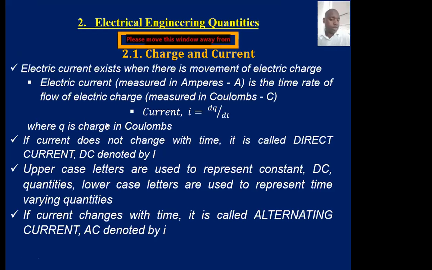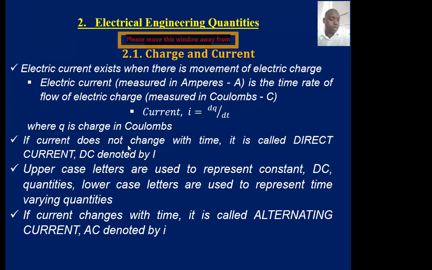Current is measured in amperes, and the ampere is the time rate of flow of electric charge. If we say charge is Q, then current I is dQ by dt, the rate of change or flow of charge. We say the time rate because there can be different things that cause charge to flow, but the rate of change of charge with time is what we call current, and Q is the charge in coulombs.